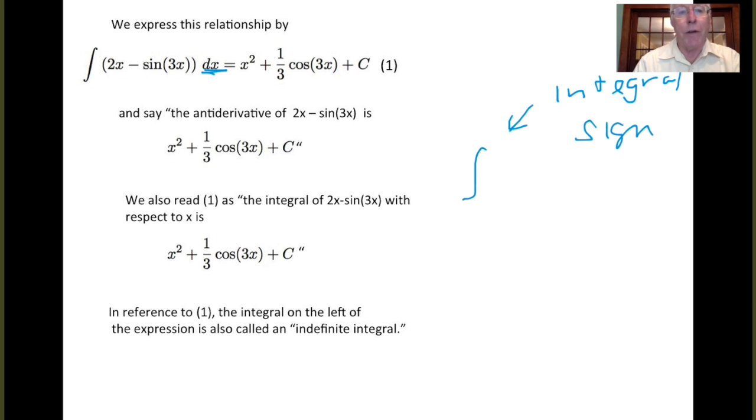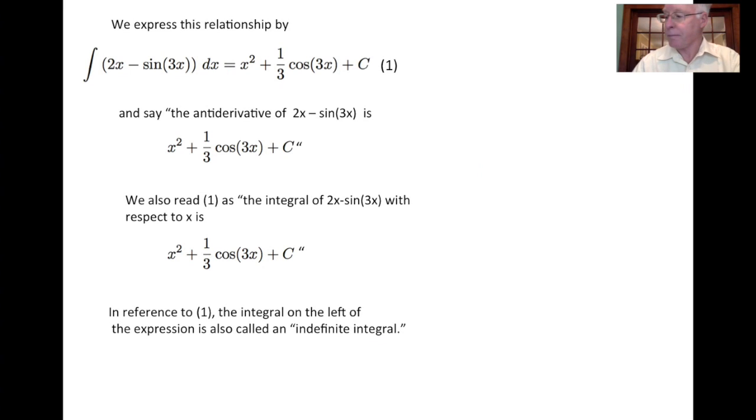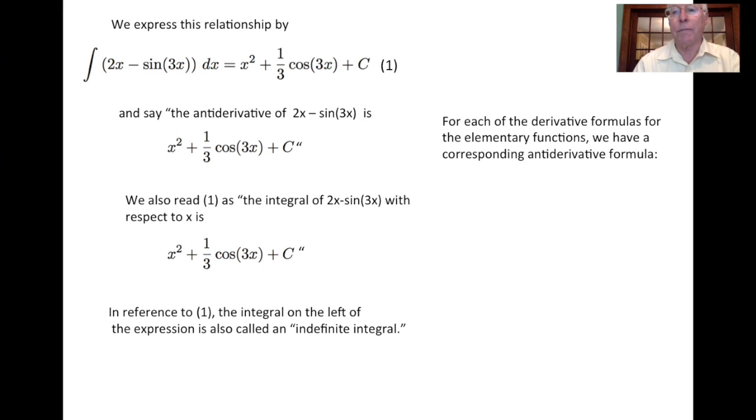In reference to 1, the integral on the left of the expression is also called an indefinite integral, and we'll start studying definite integrals in chapter 5. So we will see the counterpart of this.